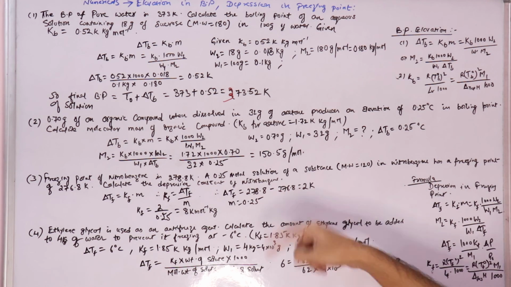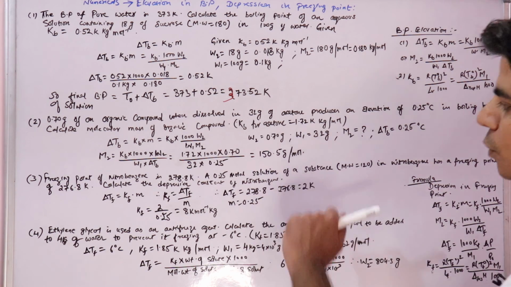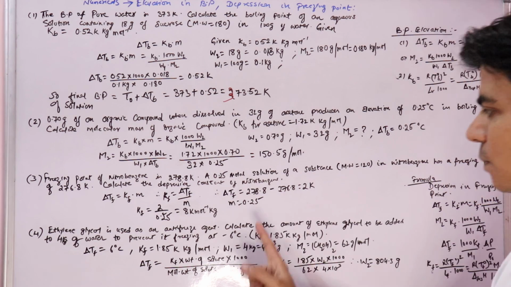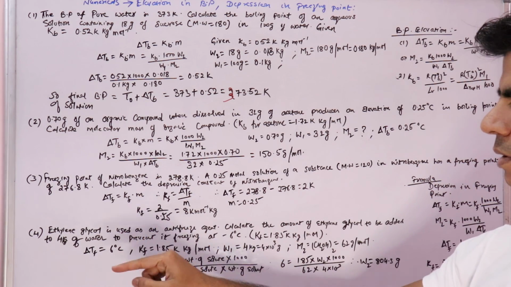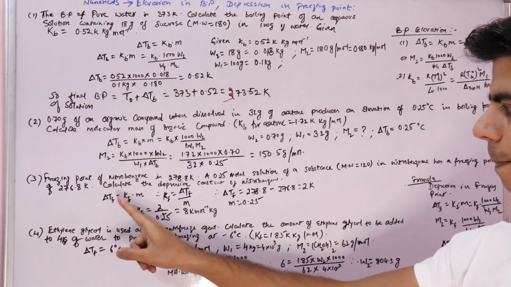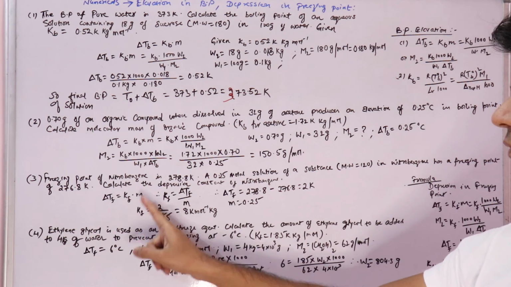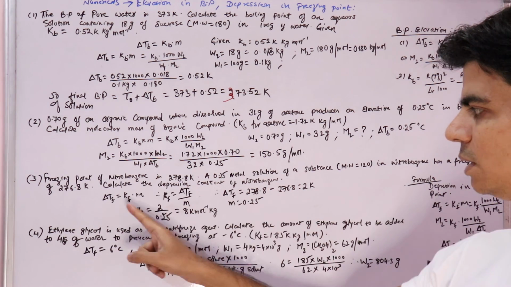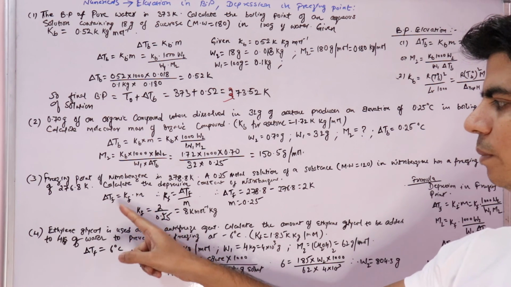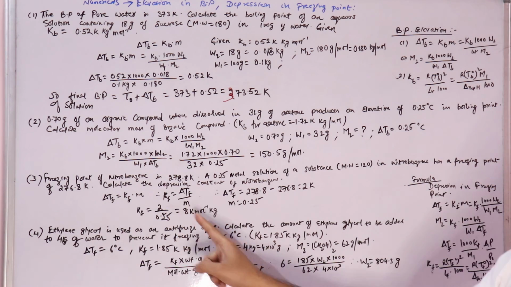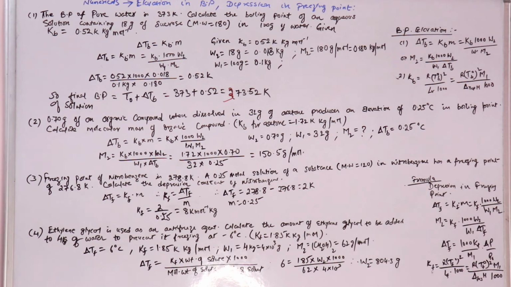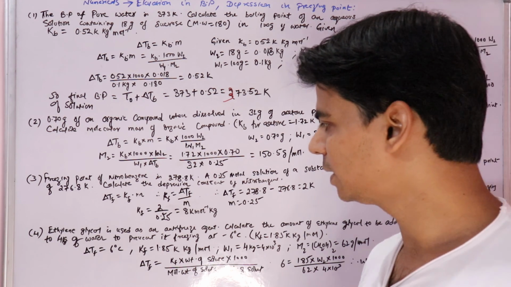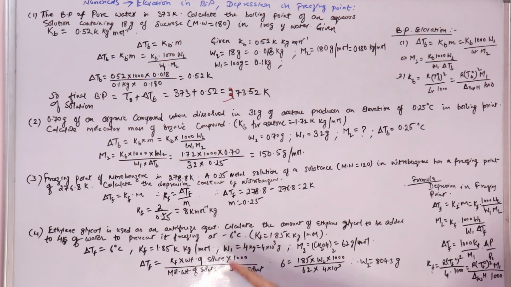So this is the depression in freezing point, and 0.25 molar solution means molarity is 0.25, which is this. So you know delta Tf and molarity, and you need Kf. Calculate the depression constant of nitrobenzene. Kf can be calculated. Kf would be delta Tf upon m, which is this. Similarly, the other numerical, let's see, ethylene glycol is used as an antifreeze agent.